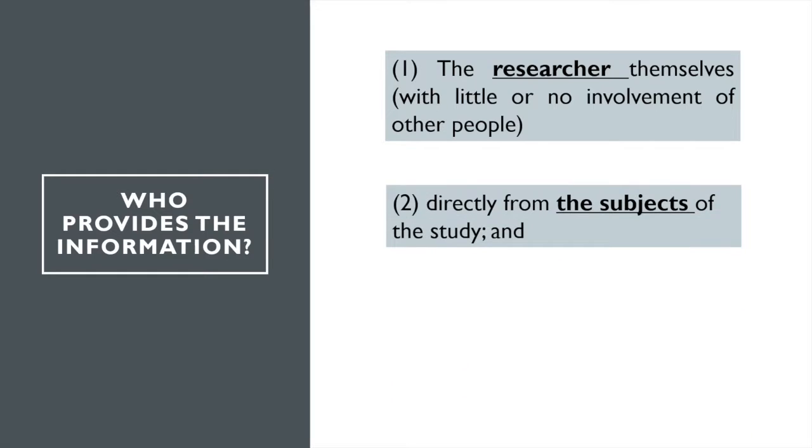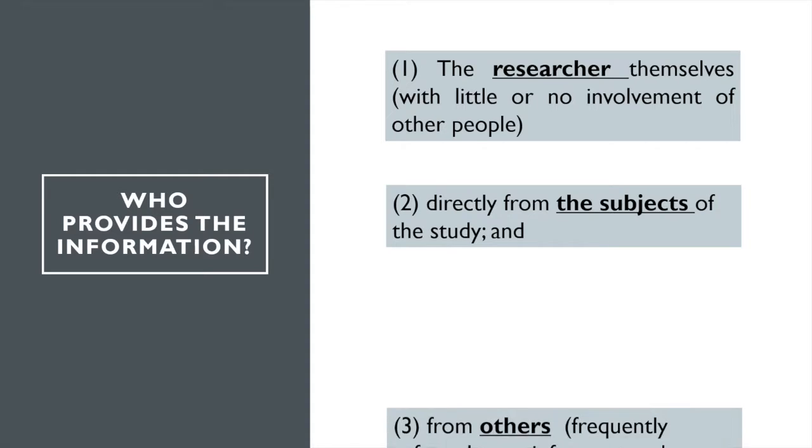Second, the researcher can get the information directly from the subject of the study. So this is what we are usually doing. For example, a researcher in an elementary school administers a weekly spelling test that requires students to spell correctly the new words learned in class during the week. Since the data were obtained directly from the subjects, the spelling test used by the teacher or the researcher is a subject instrument.